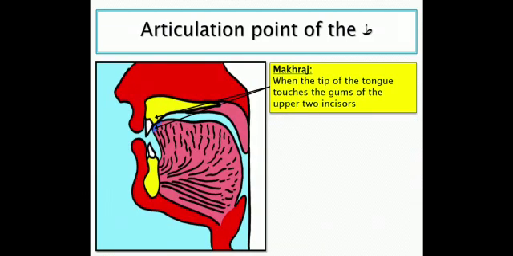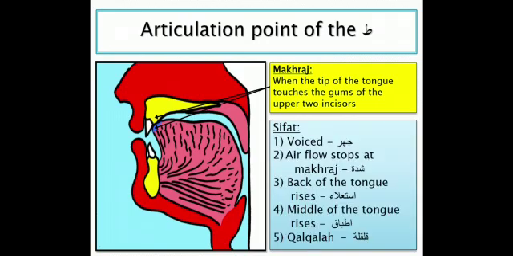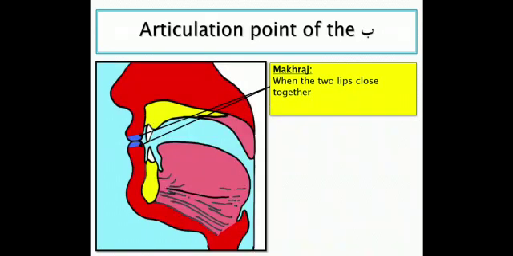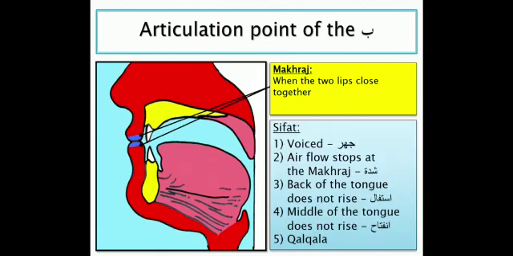The second letter is the letter Ta. The makhraj of Ta is when the tip of the tongue touches the gums of the upper two incisors. And then the letter Ta will come out correctly. And these are the sifat, the qualities of the letter Ta. The third letter is the letter Ba. The makhraj of Ba is when the two lips close together. The letter Ba will come out correctly. And these are the sifat and the qualities of the letter Ba.